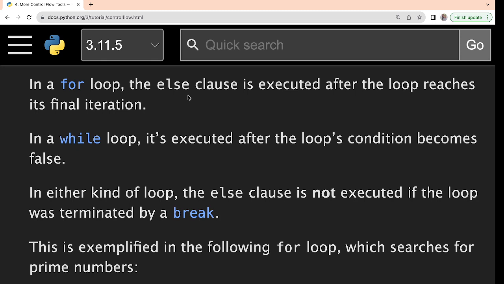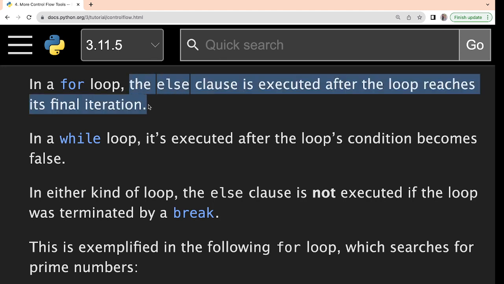In a for loop, the else clause is executed after the loop reaches its final iteration. So this is what you have to remember very nicely about for loops, okay? And the else clause which is used in for loops. So here it is saying that whatever you are writing in the else clause, means after writing else you are performing some actions, that will be executed only when the loop is reaching the final iteration.